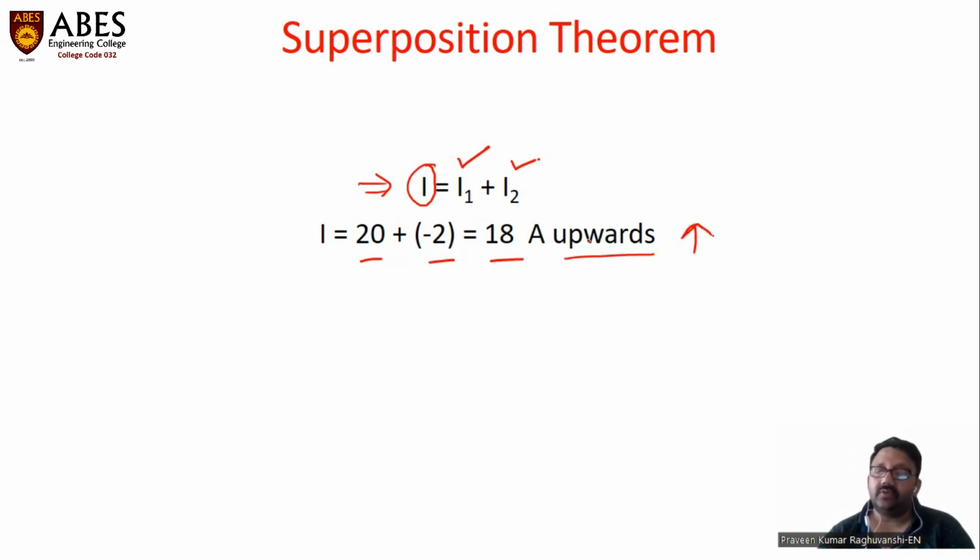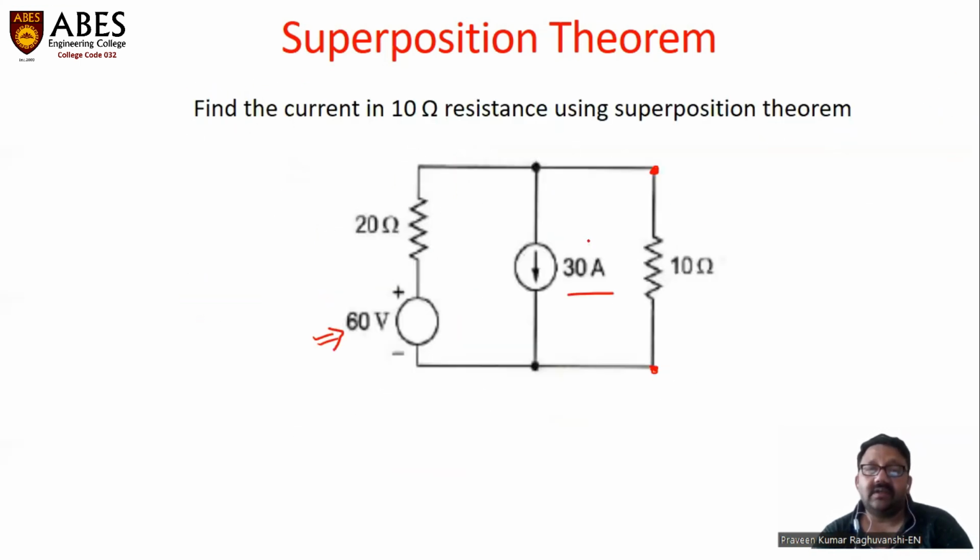So when both the sources are present in the circuit, the current flowing in the 10 ohm resistance is total current I equal to 18 ampere, and this current is in the upward direction. This is how, by using the superposition theorem, we can easily calculate the response when two or more sources are acting simultaneously in a circuit. Thank you.